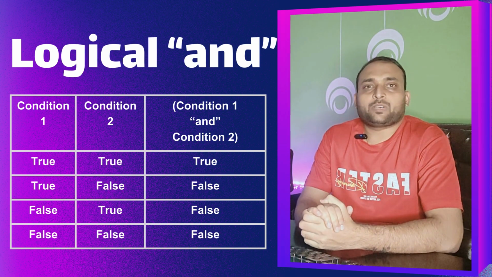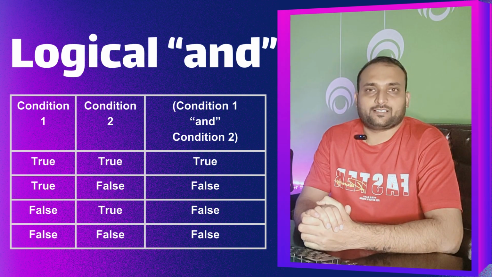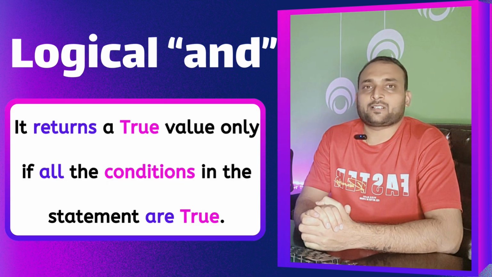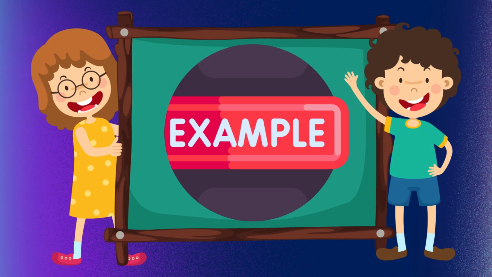You can see a truth table for the logical AND operator on your screen. You need not remember this table. The key takeaway from this table is that the logical AND operator returns a true value if all the conditions from the statement are true. Let's understand this with a real life example.